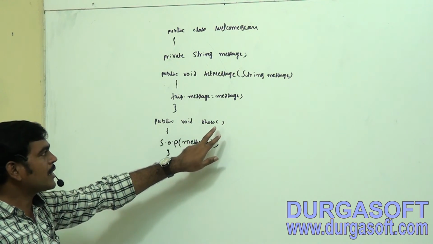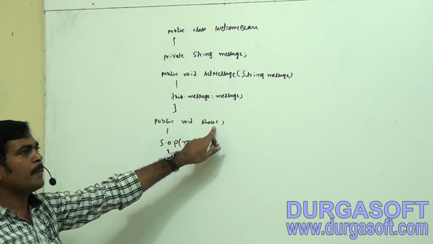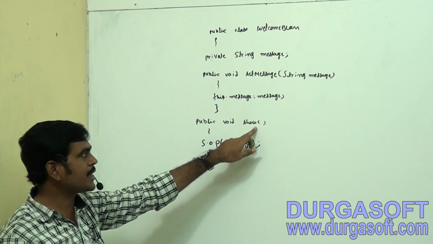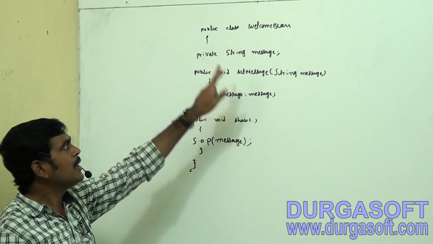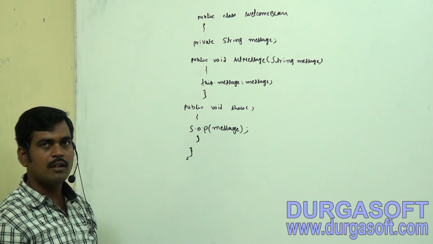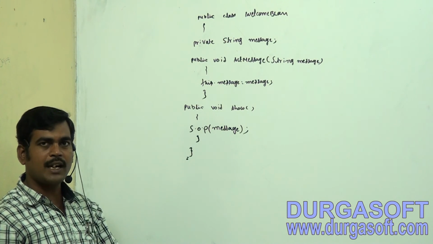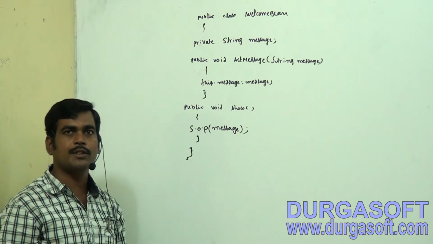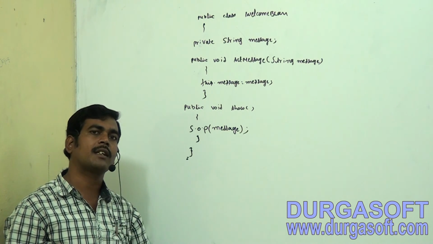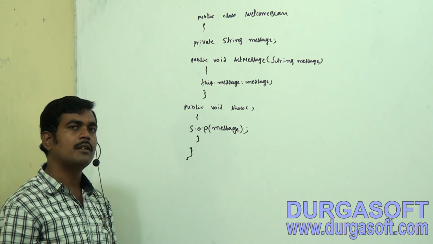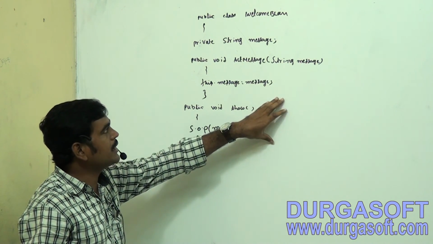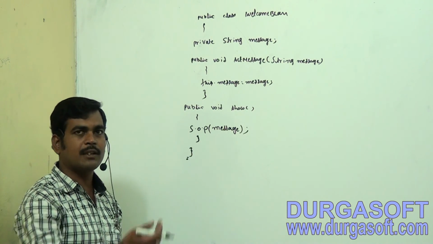If we want to call this show method, then what is required? An object is a must. How do we create an object? WelcomeBean wb is equal to new WelcomeBean, like that we create an object. But in the Spring Framework I don't create even a single object. The creation of objects for these business components is taken care of by the framework only. We can hand over this component to the Spring Framework.